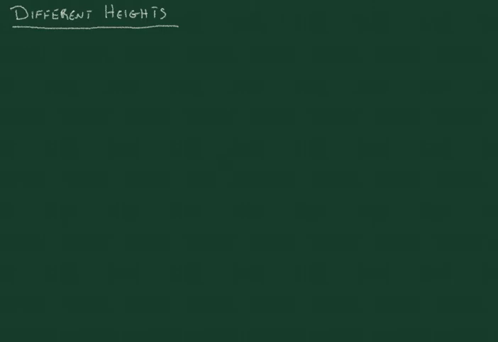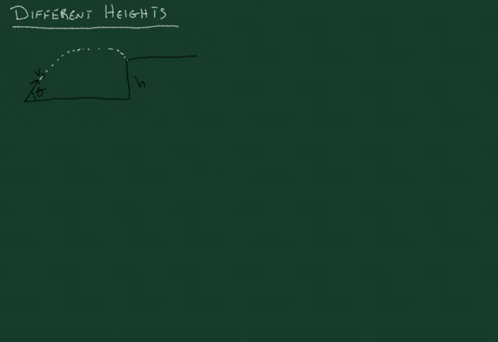Now we can make things a little bit more complicated. Let's say that we're going to fire something with some initial velocity v0 at some angle theta, and now we're going to have it land at some different height h.